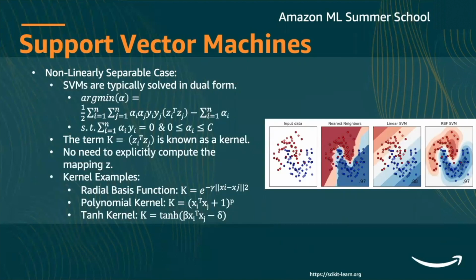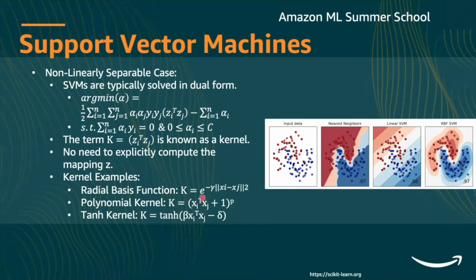Typically, SVMs are solved in dual form of the optimization. What I showed you initially was the primal. You can convert it into a dual format. The advantage of the dual format is it allows for creating a non-linear mapping Z without explicitly computing this Z, right? Because in this dual form, you have the dot product of this mapping, and this dot product can be some function which you choose, based on some properties of the function.